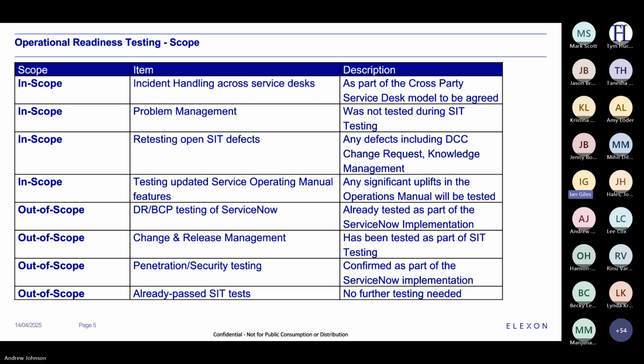Out of scope is DR and BCP for ServiceNow, because we just implemented all our modules a few weeks ago and that has gone through DR and BCP testing. Change and release was covered as part of SIT testing as well. Pen and security testing was covered as part of our ServiceNow release. And we will not be retesting any past SIT tests.